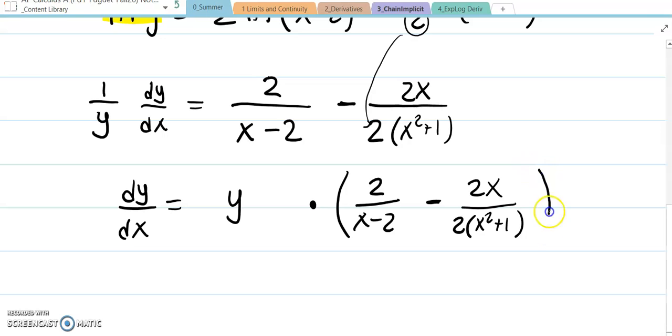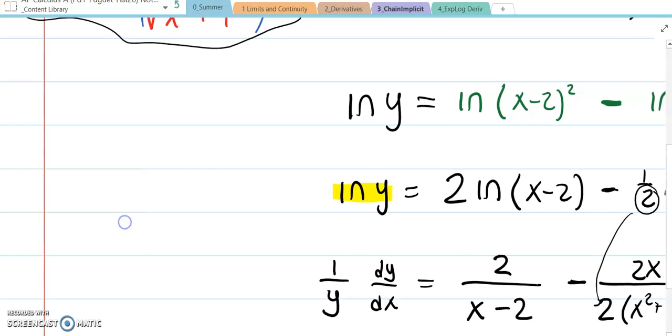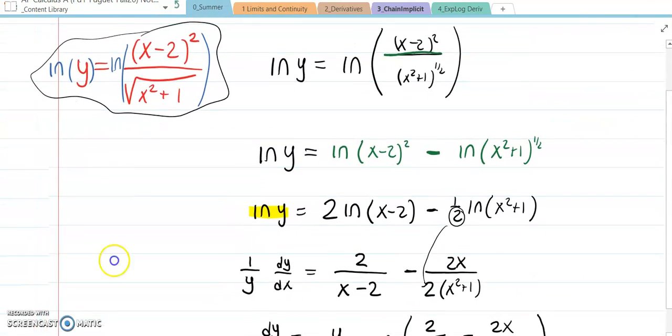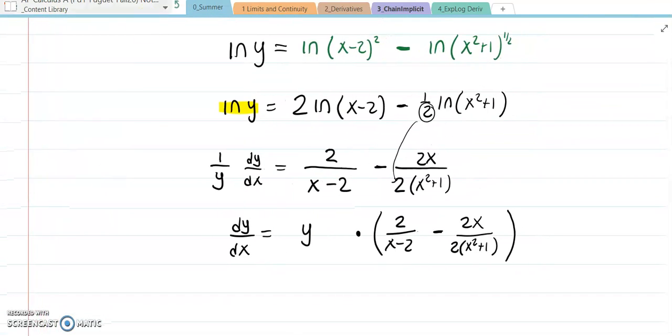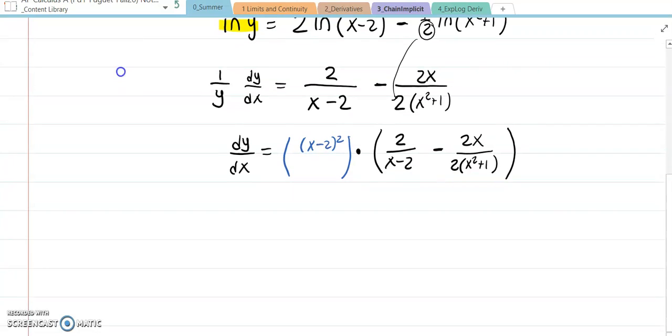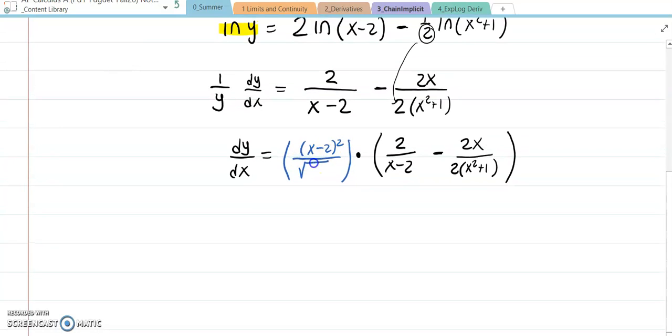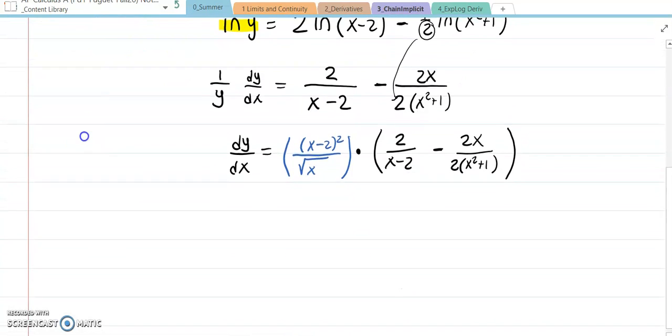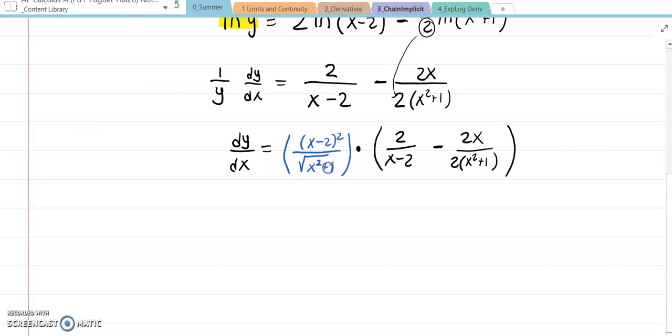Now, we don't want to leave this answer derived implicitly because we actually do know what y is equal to. That's from the original problem. So I'm going to erase that y, and in its place I'm going to replace it with the original function, which is x minus 2 squared over the square root of x squared plus 1.